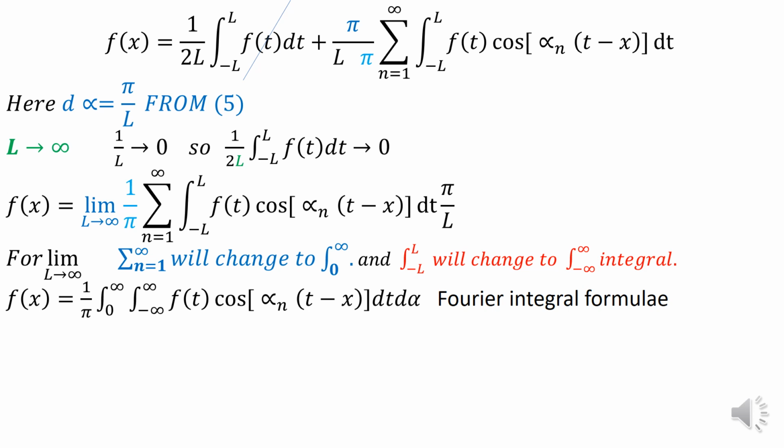So accordingly, I have changed the summation to integral, so that you can see. f(x) is equal to 1/pi, and n = 1 to infinity will be changed to 0 to infinity, and this -l to +l will be minus infinity to plus infinity. So the integrand is f(t) cos(alpha(t - x)), the same formula, and this pi/l I have already represented as d alpha. I have calculated it and put this value here. So that is the Fourier integral formula. Thank you.